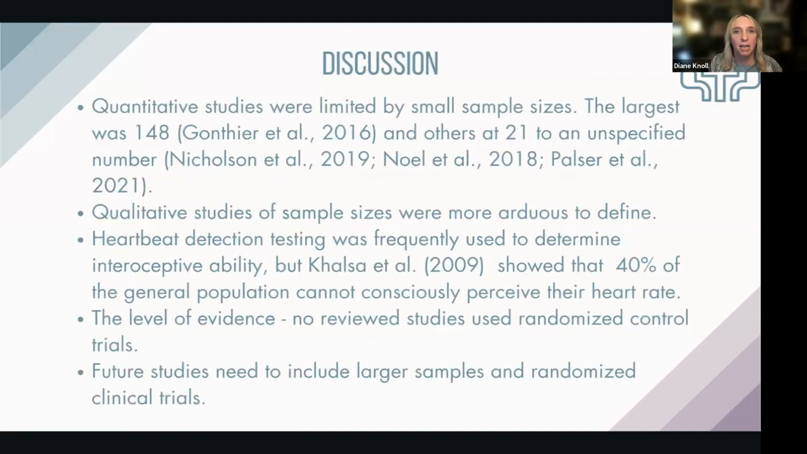So again, thinking about the discussion of the literature review, like I said before, those quantitative studies were sometimes limited by small sample sizes. And in the qualitative studies, it was sometimes more difficult to define how many people were actually in the study. There was one that was really just a review of a website of autistic voices, and they did a search for things on interoception and exteroception. So it wasn't really clear how many adults actually participated, because it was a lot of different posts.